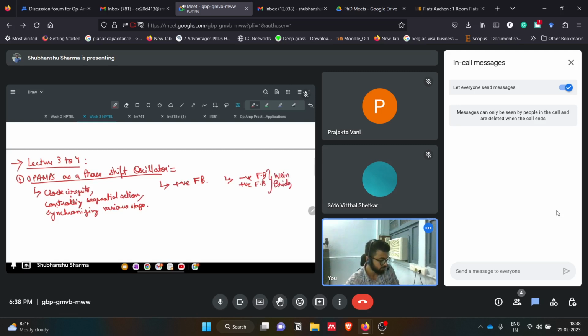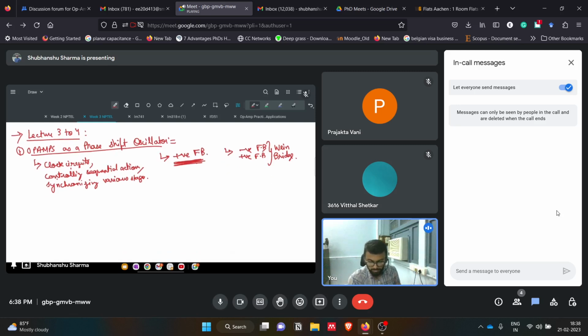Okay, yeah. But it is being mostly dominated by the positive feedback. So that's why they become oscillators. So finally, whichever feedback circuit is dominating the op amp, it will behave like that. So here positive feedback is dominating, so that's why it will behave as an oscillator. Fine.